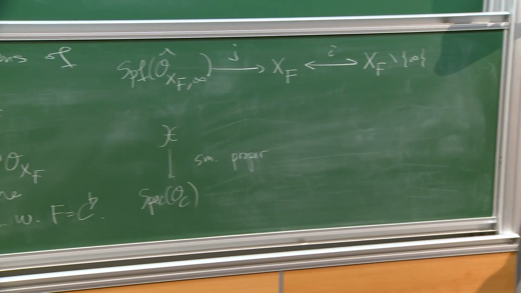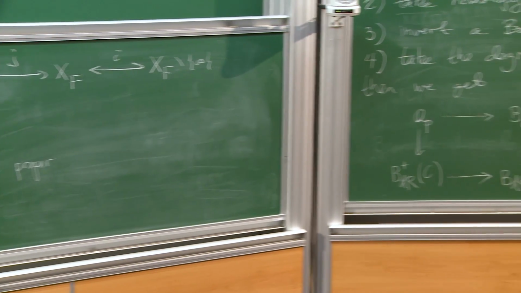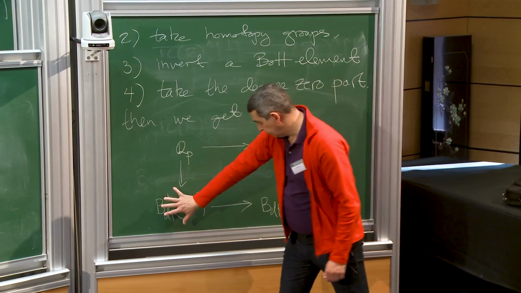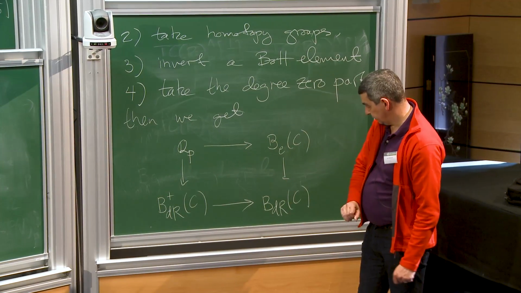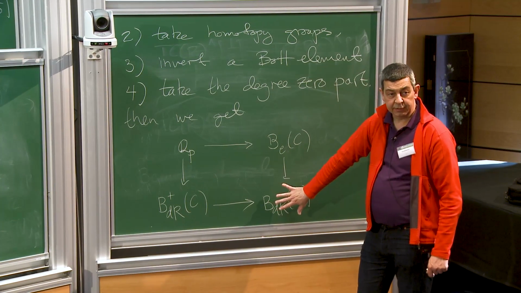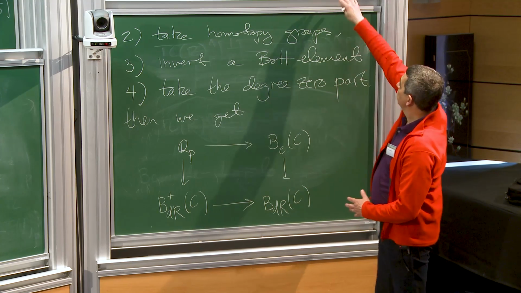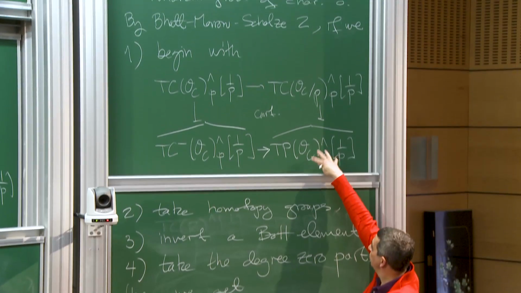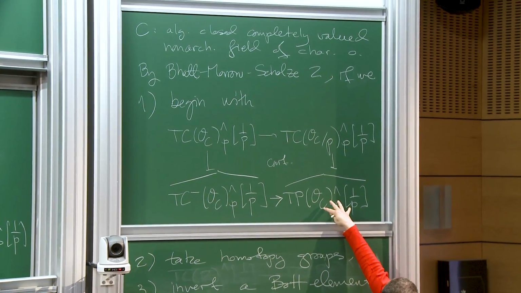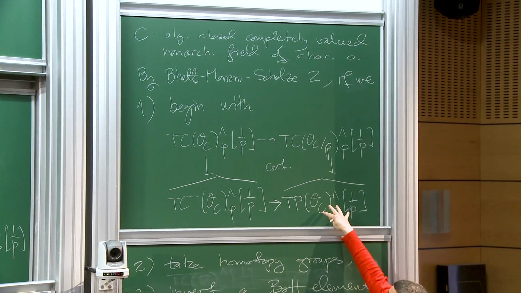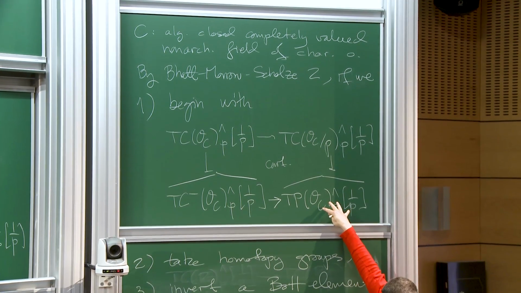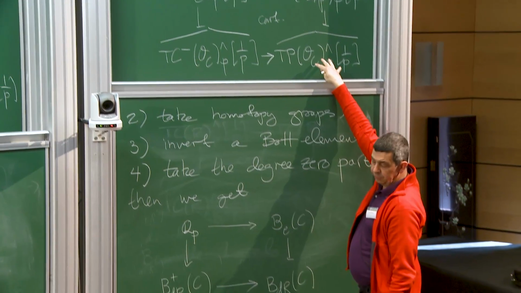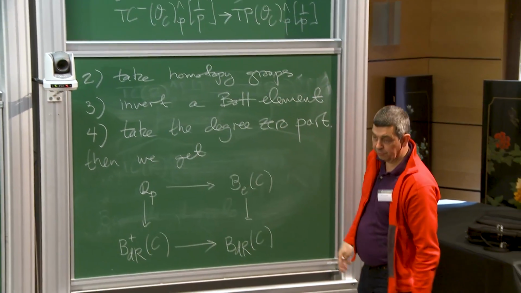Then we can do the same things, and we will get a vector bundle here, a vector bundle here, and gluing data here. But we could also take this. Here we took homotopy groups, we inverted the Bhatt element, and we took the degree 0 part. We could also take homotopy groups and just take the degree 0 part, not invert the Bhatt element.